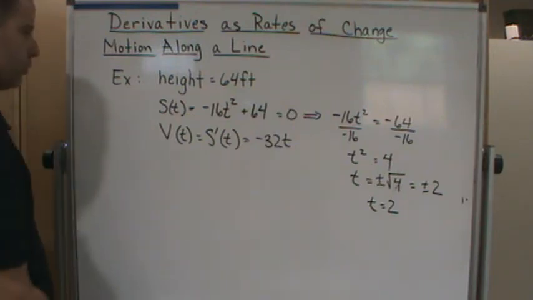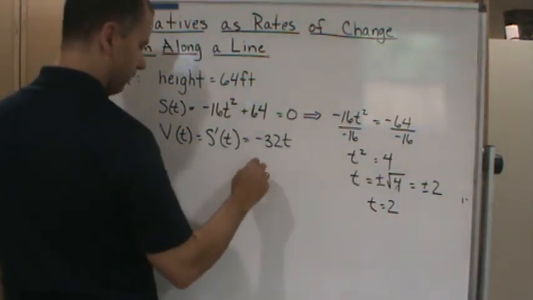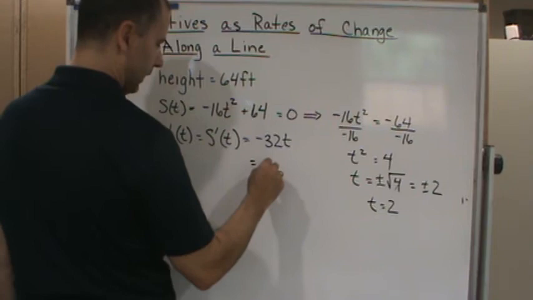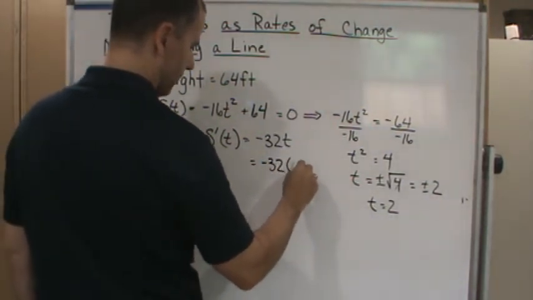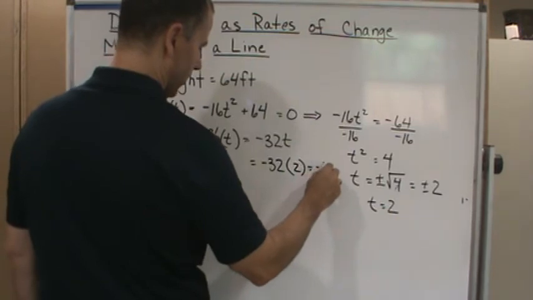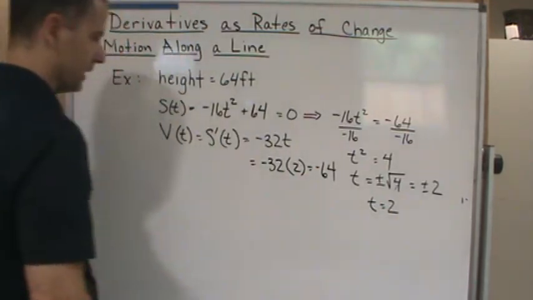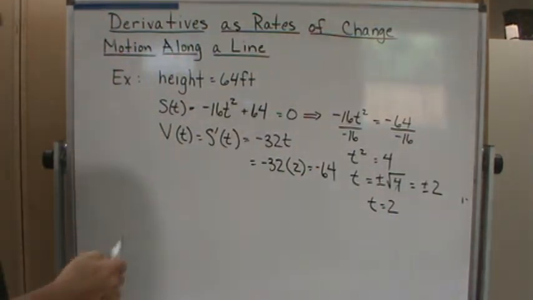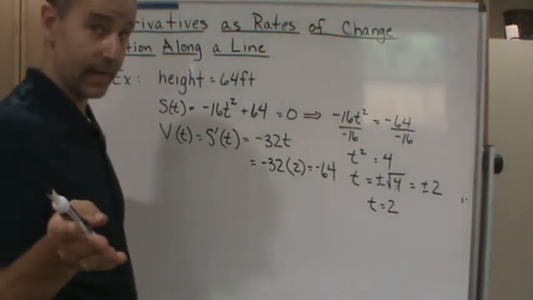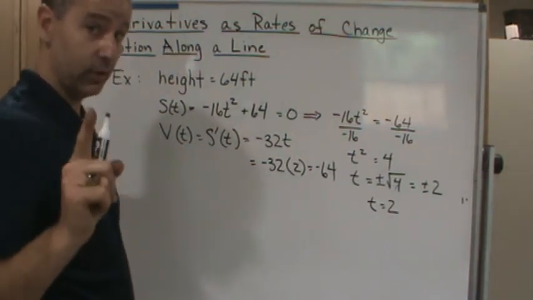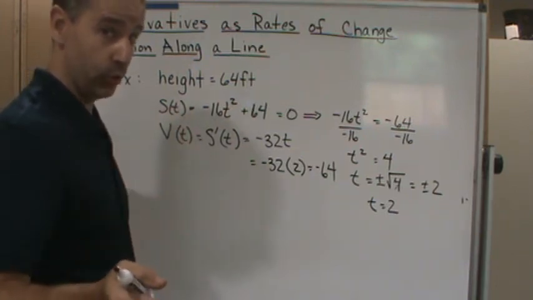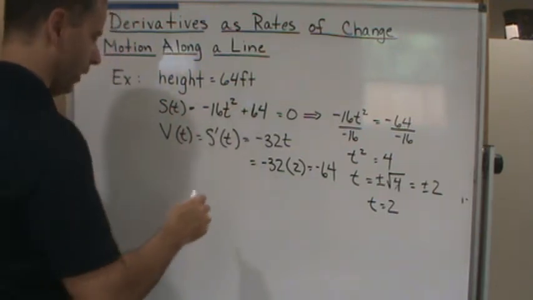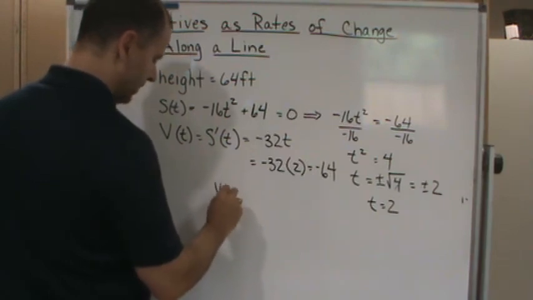So now we're going to plug in 2 into the velocity function, and we're going to get negative 32 times 2, which equals negative 64. And what are the units? Now again, if they give you context and they give you units, you need to use the units. I will take points off if you don't use units when you should.